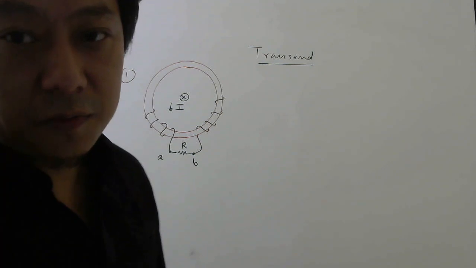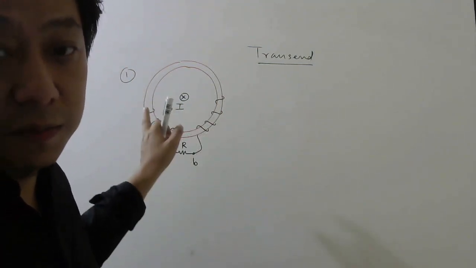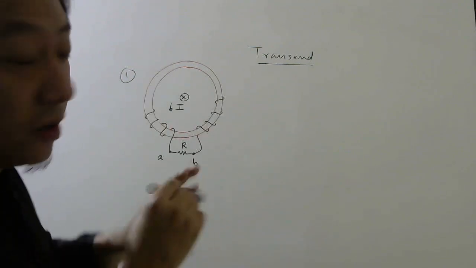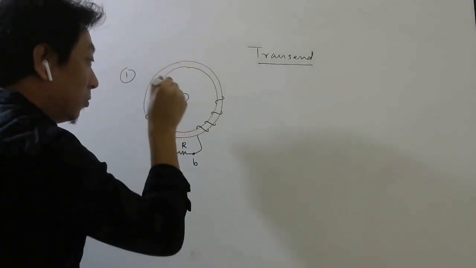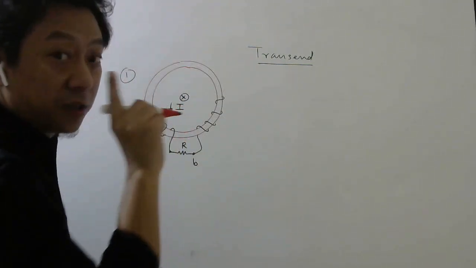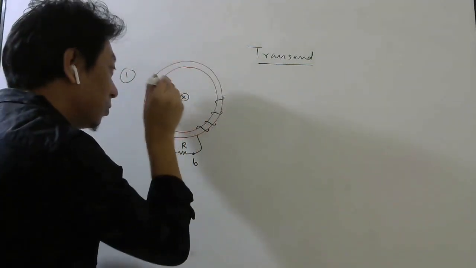So students, we will start with transfer material now. Question number 1. They have given you a straight current carrying wire in which the current is flowing into the plane of this paper. Okay, so the current carrying wire is straight and it is passing into.